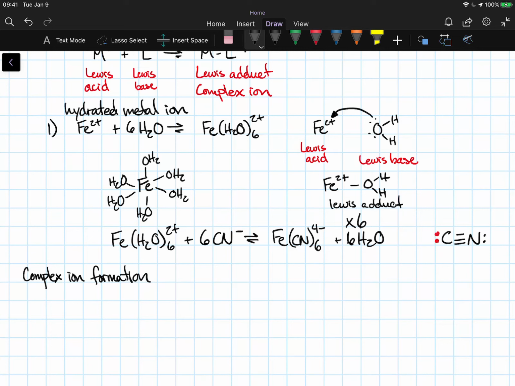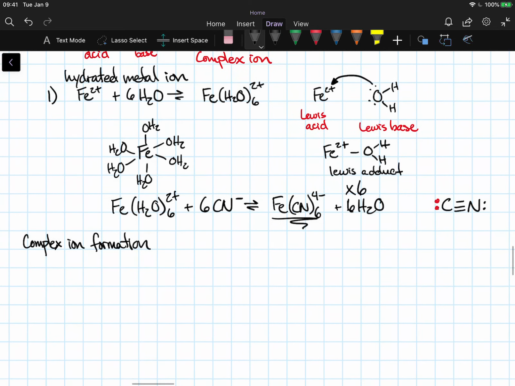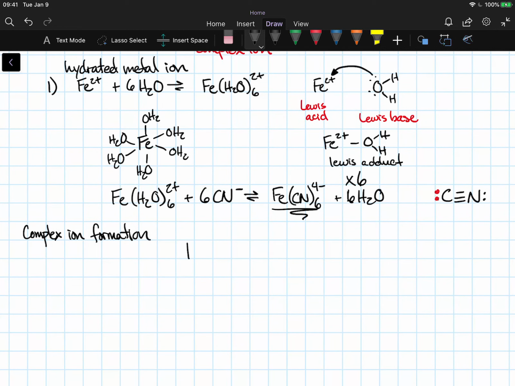We're forming a complex ion of the iron hexacyanide from a hydrated metal ion. So technically the iron hexaaquo is also a complex ion, but in this case we're just going to consider the formation of the iron hexacyanide. If we were to write a formation equilibrium from this, Kf, it's the last K value we'll learn, I promise, it would be the products over reactants, as we've always been doing.